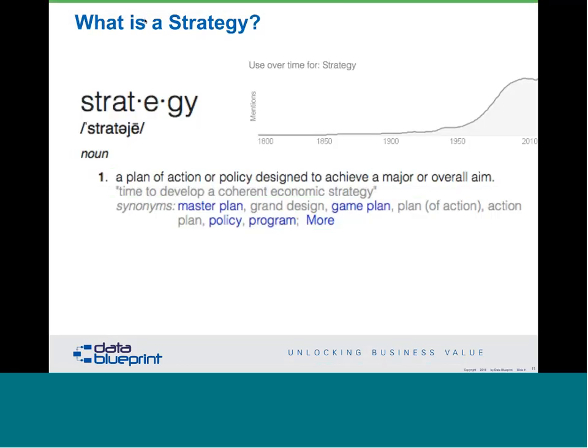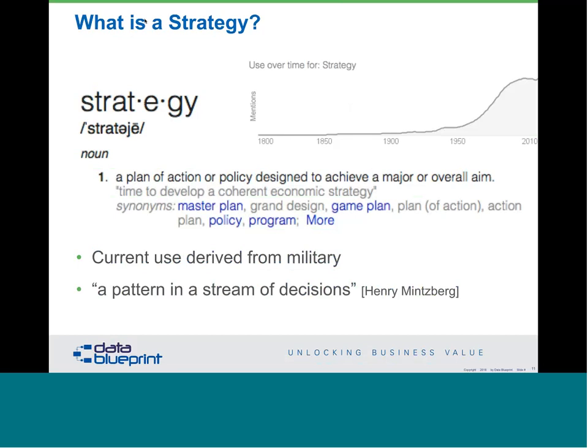So let's talk about what is strategy. There was a time in the 1950s where if you said the word strategy, everybody assumed that you were in the military. So it comes from a military background. But we started using it in businesses, and you can see from the little graph, it's gone up in popularity in more recent years. My favorite example of the definition of strategy is a pattern in a stream of decisions.